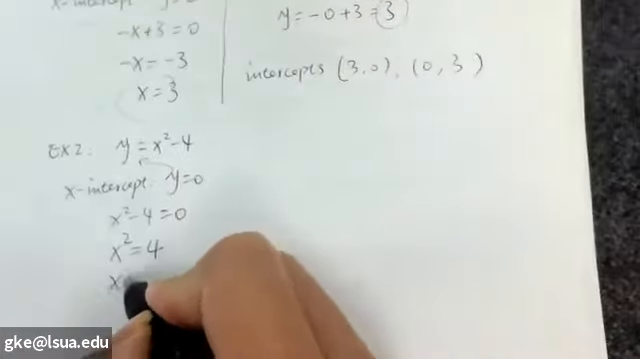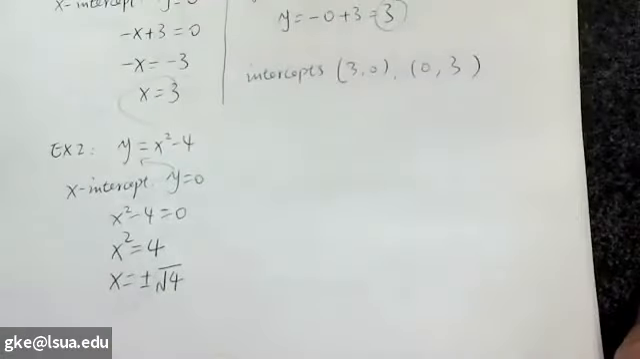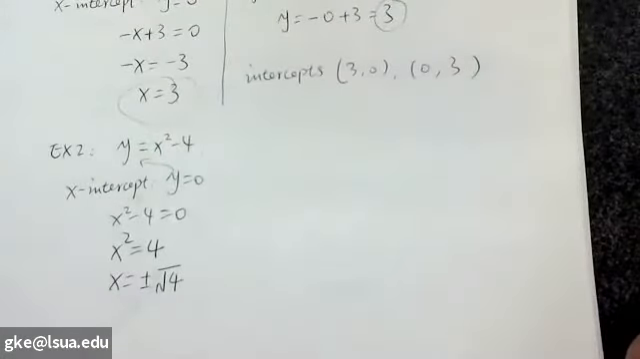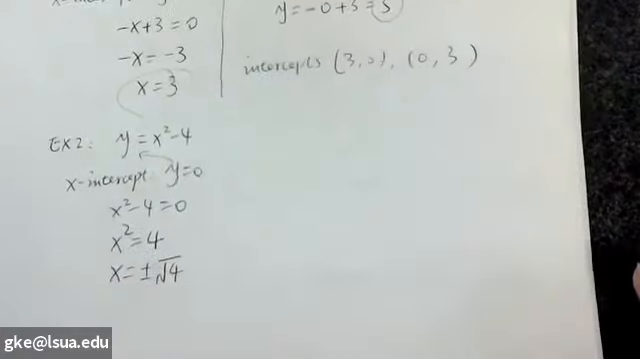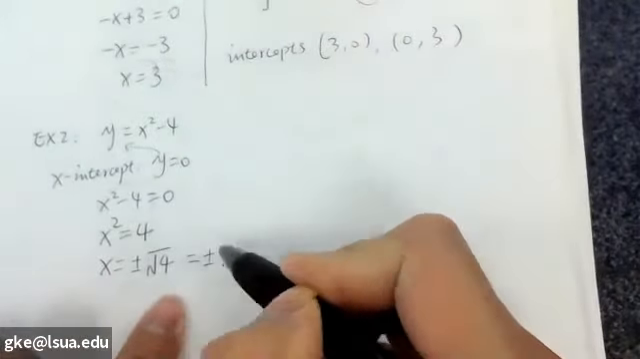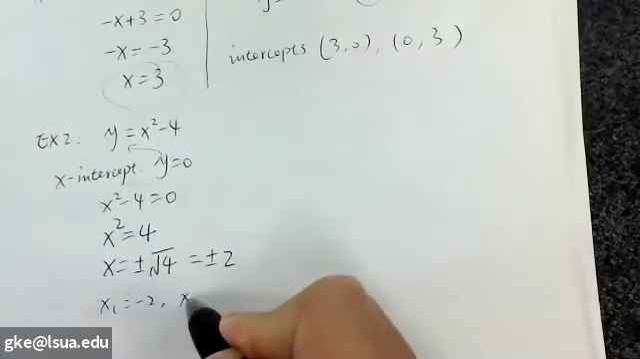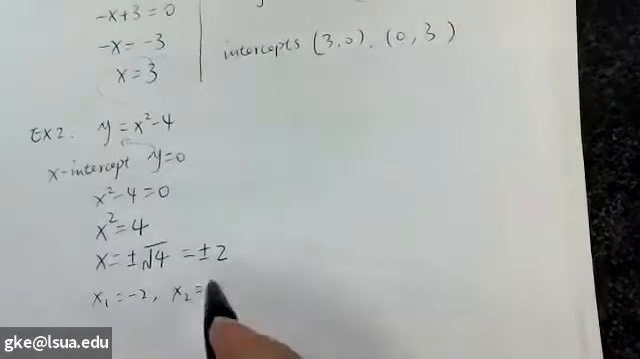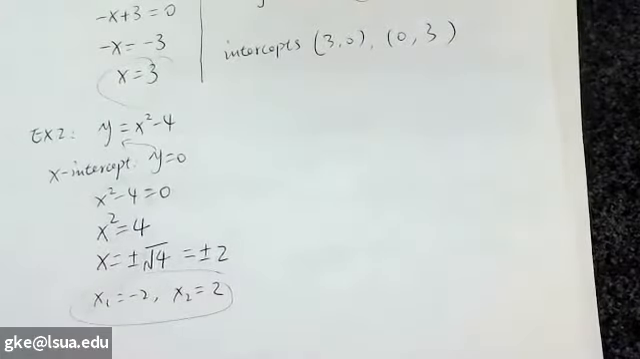So we can write it like that. Be careful of the negative value. Some of you probably just give me the 2, but that's not right. It's incomplete. Now the square root of 4 is 2, so I have 2 solutions: one is -2, another one is 2. Both of them are the x-intercepts.